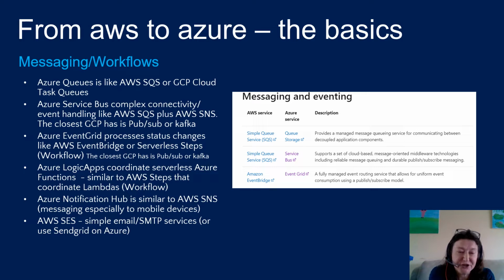Azure Notification Hub is a little bit like AWS SNS, which provides messaging, so messaging via emails or via text messages, and now to Slack and Teams and things like that. So Azure Notification Hub is very similar to SNS in that respect. And then AWS also has this SES, which is a little bit like SendGrid.